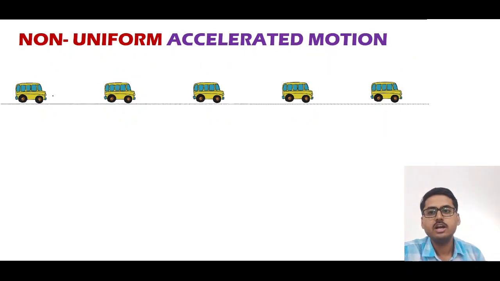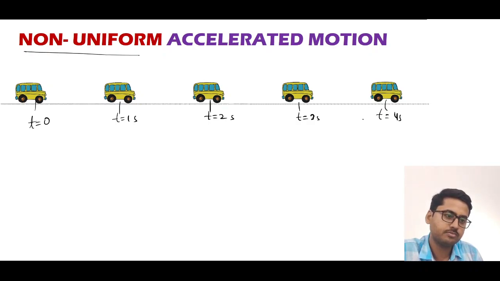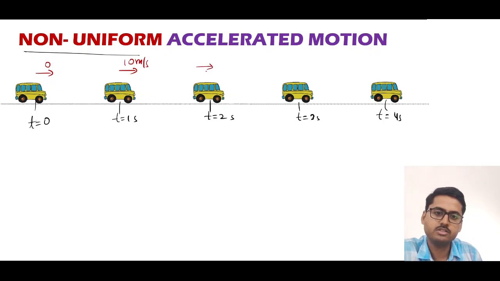But if the acceleration is non-uniform, for example, let's say again this is time t equals 0, t equals 1 second, t equals 2 seconds, t equals 3 seconds, and t equals 4 seconds. And let's say the velocities here are 0, 10, and here it is 12, then it is 20, and then let's say it is 40.